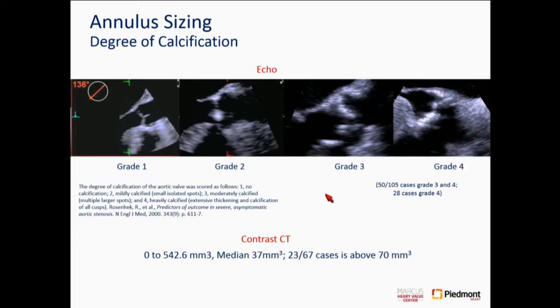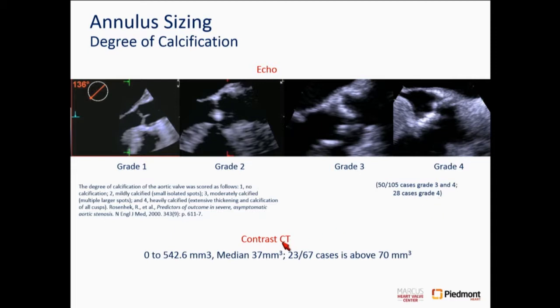So we had about 50 of the 100 cases that had 3D TEE, but half of them had grade 3 or 4 or significant calcification, and about a third of them had a grade 4 calcification. This would be extreme calcification, including LVOT calcification.